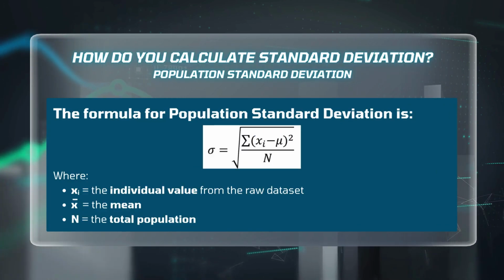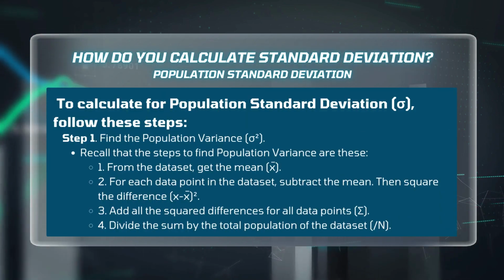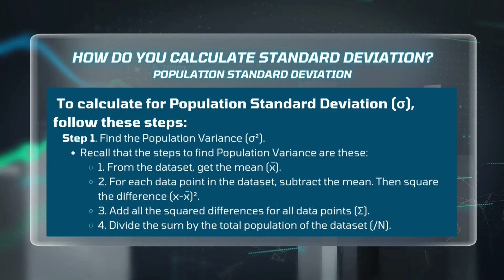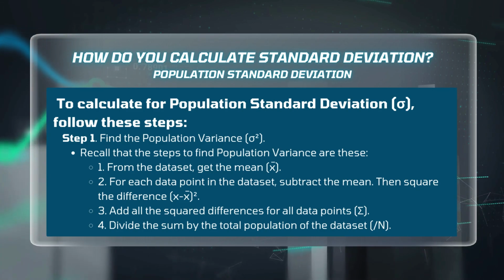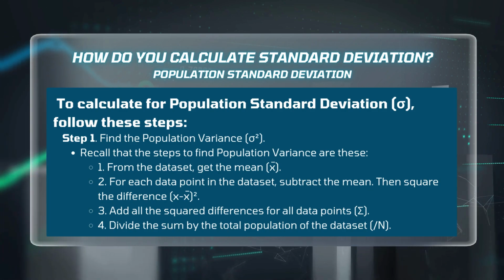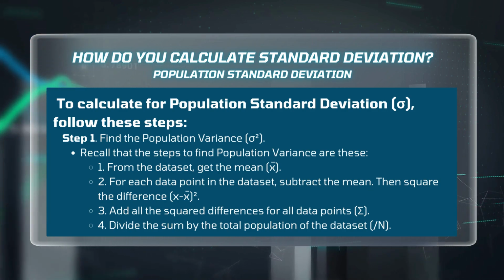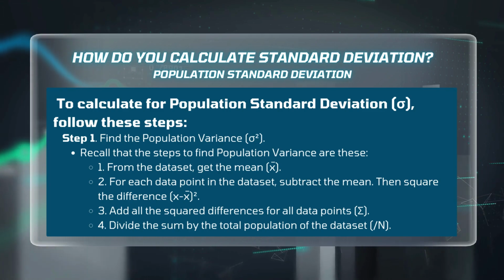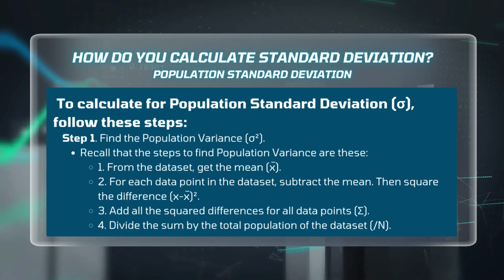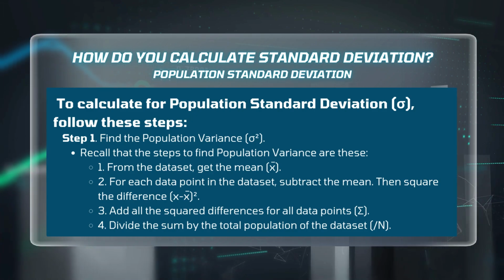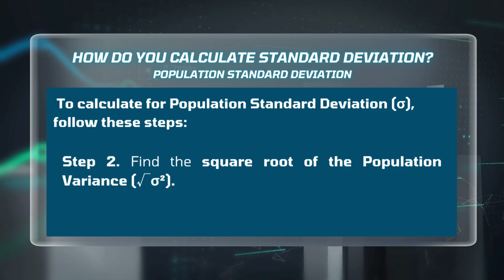This is the formula for population standard deviation. To calculate the population standard deviation, follow these steps. Step 1. Find the population variance. Recall that the steps to find population variance are these. From the dataset, get the mean. For each data point in the dataset, subtract the mean, and then square the difference. Add all the squared differences for all data points. Then, divide the sum by the total population of the dataset. Step 2. Find the square root of the population variance.